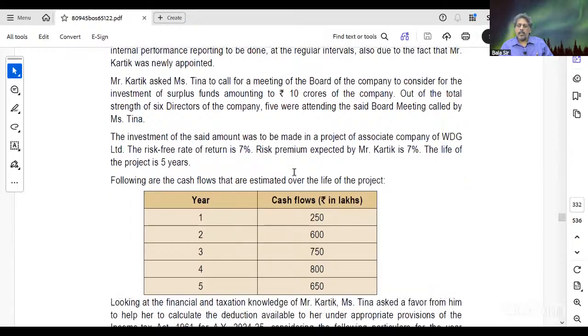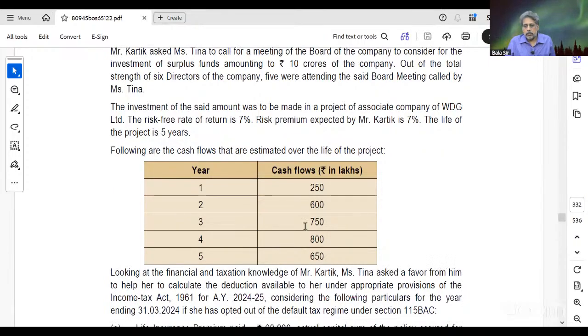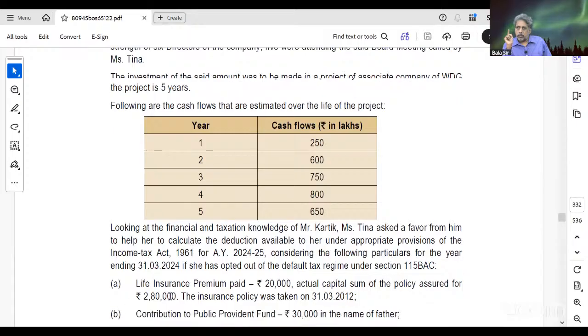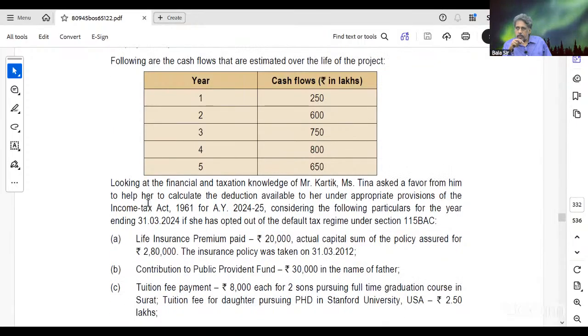Now let us read the data given, and then there are two MCQs, right? Following are the cash flows that are estimated over the life of the project. Year 1, 250 lakhs. Year 2, 600 lakhs. Year 3, 750 lakhs. Year 4, 800 lakhs. Year 5, 650 lakhs. These are the cash flows given. An initial outlay for the project, the cost, and the year's cash flows. That's it.